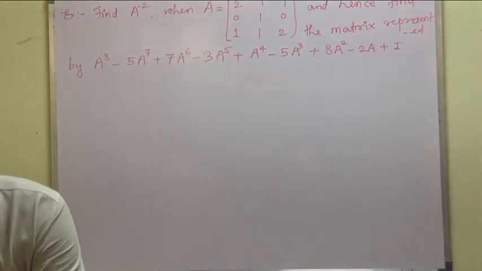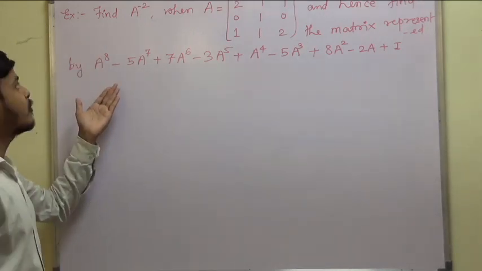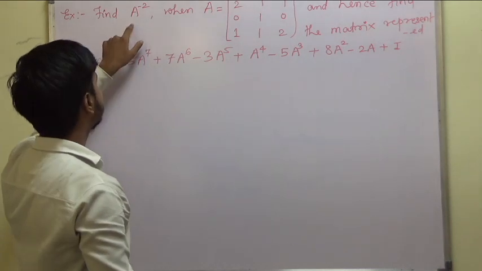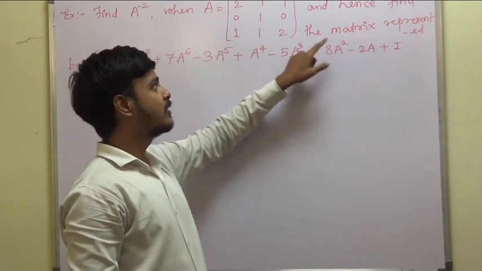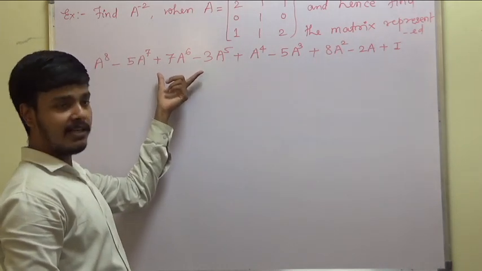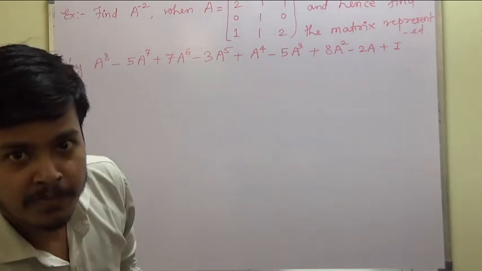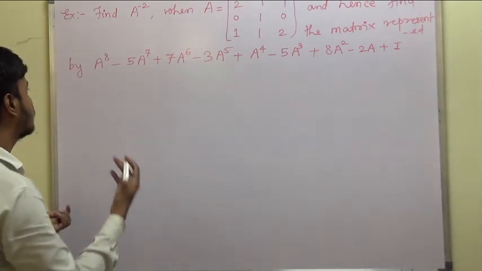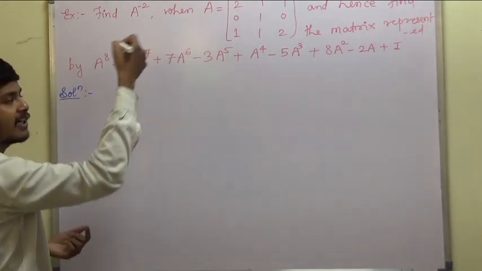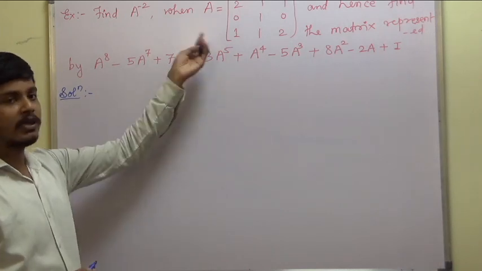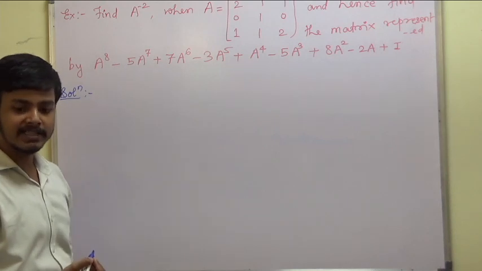As you can see, again we have two parts in the problem. The first part is to find A to the power minus 2, and the second part is to find the matrix represented by this expression. Let us start with this. The very first thing you have to do is write down the given matrix. Let A be equal to this, and then what is the first step? Write down or find out the characteristic equation.